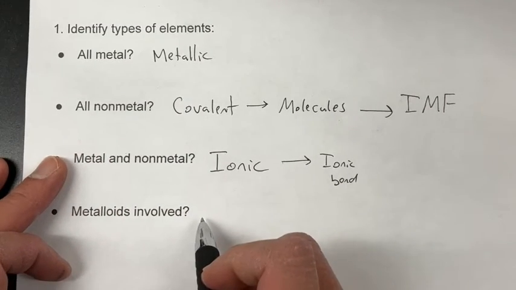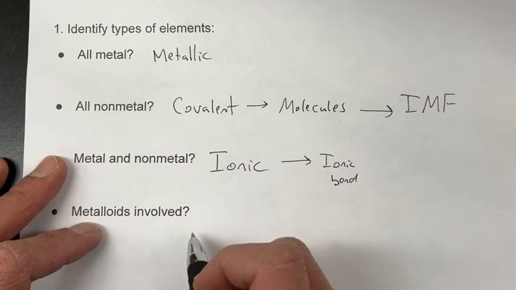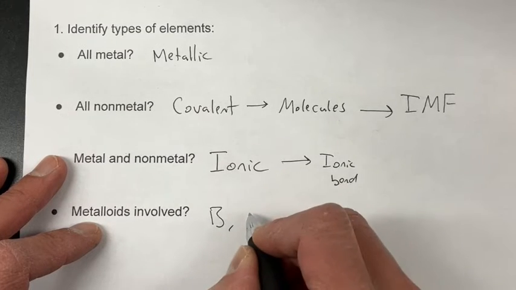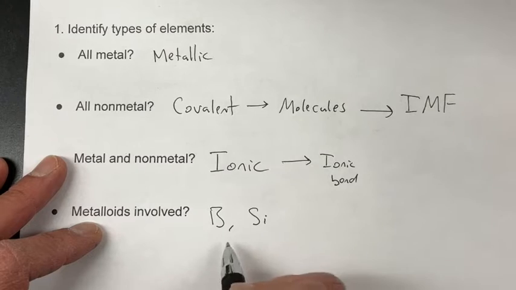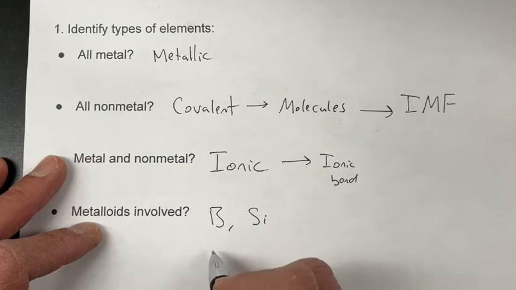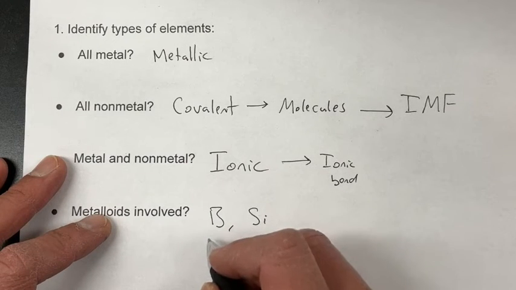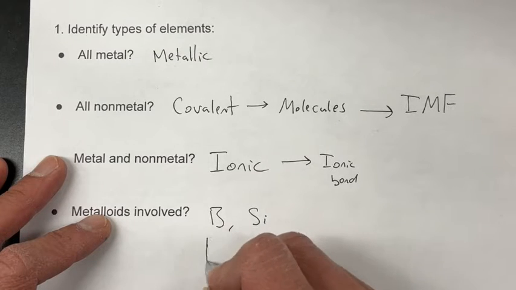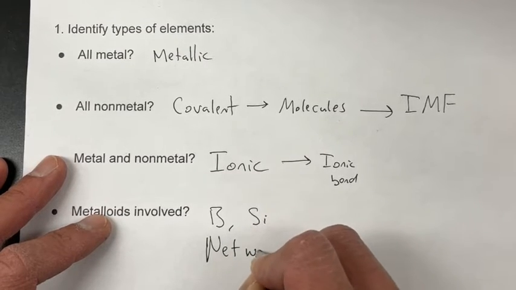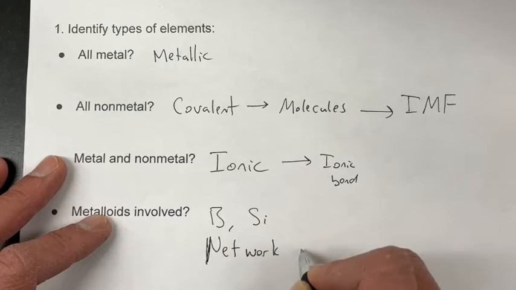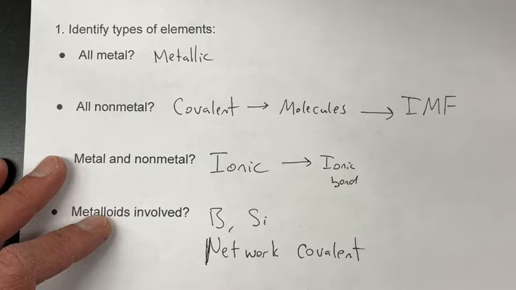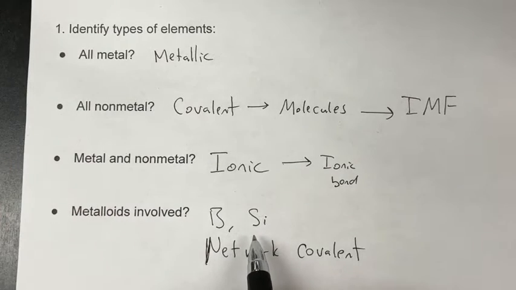And if there are metalloids involved, which are on the staircase, things like boron or silicon, common metalloids, sometimes you might have something such as a network covalent substance resulting from a metalloid. So let's take a look at some examples here.